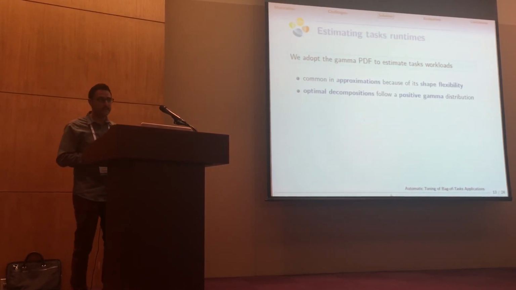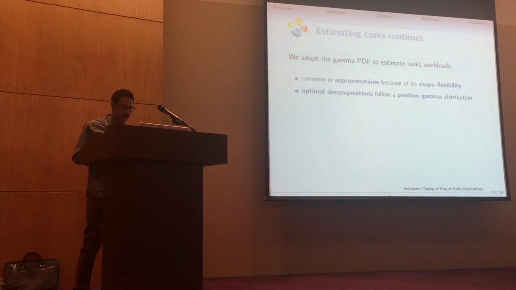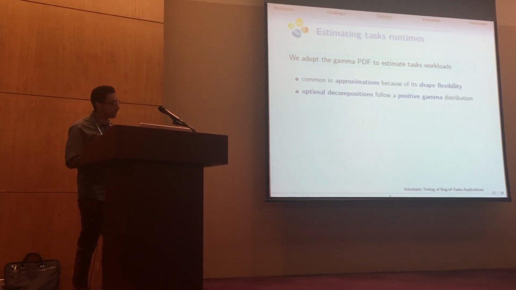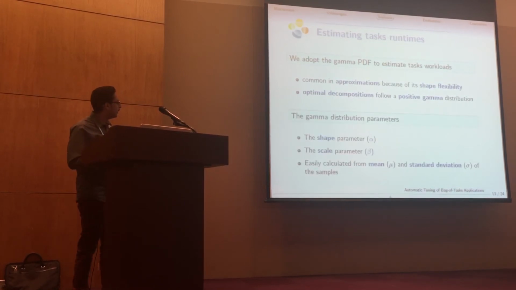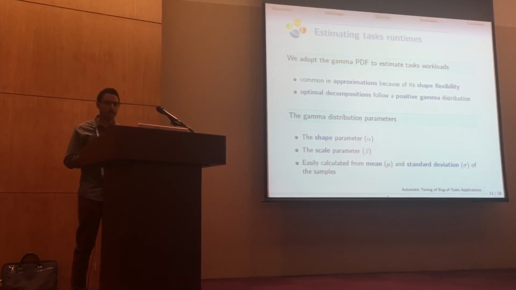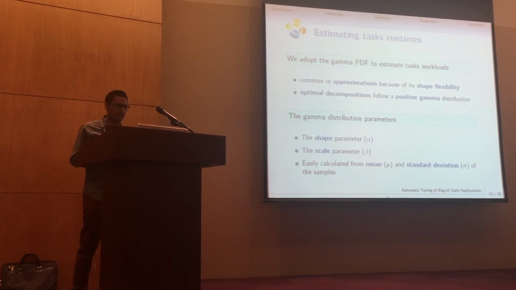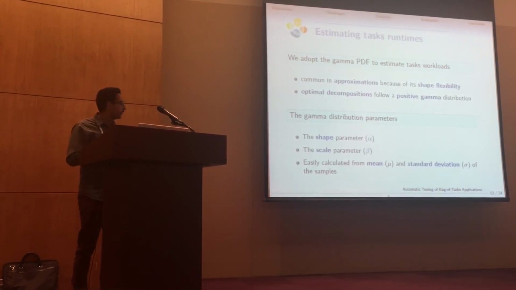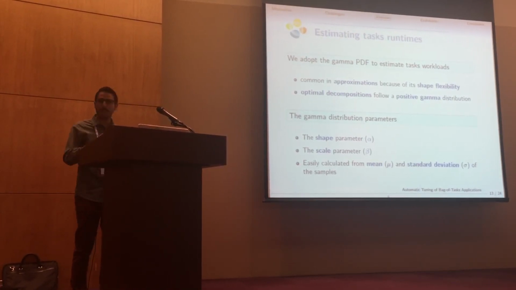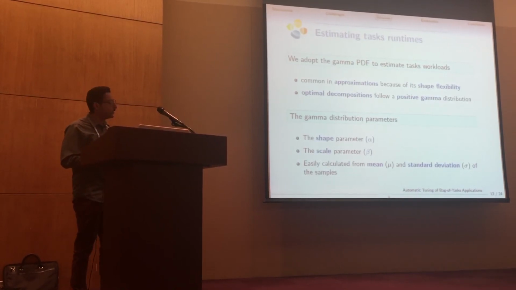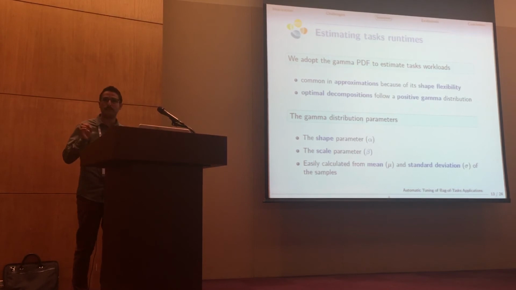So how do you estimate the tasks' runtimes? Since we adapt the gamma PDF to estimate workloads, we have a few parameters, actually two parameters of the gamma distribution that we will need to estimate. And for that, the formulas are actually basic, and they're in the paper if you want to refer to them. But the thing is, these are easily calculated using the sampled tasks.